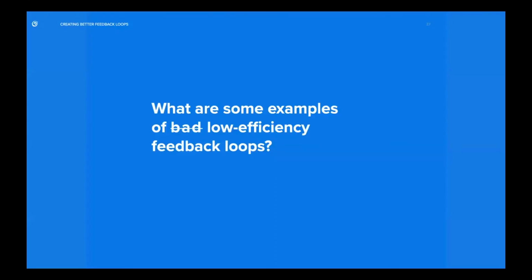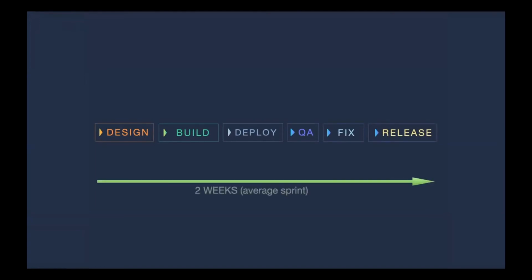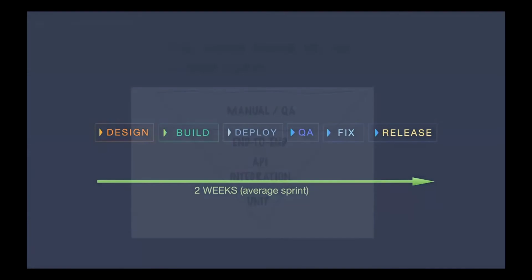So what are some examples of bad, or maybe not bad, maybe low efficiency feedback loops? Well, here's one that we can all identify with. Let's talk about a standard process. This is what a software development lifecycle might look like: design it, build it, deploy it, send it to QA, fix it, and then release it. This is around 2 weeks of time just for one change set. That's a lot of time to get code out to customers and get feedback on it.